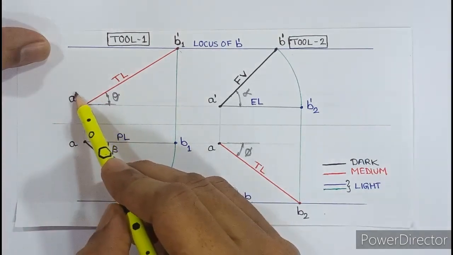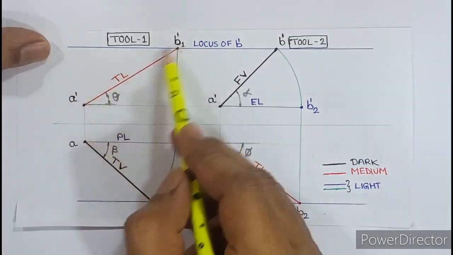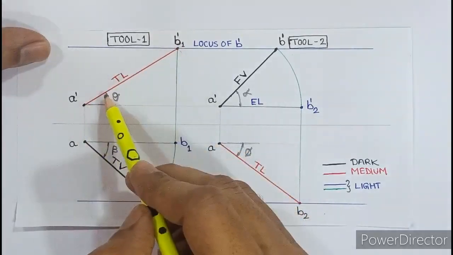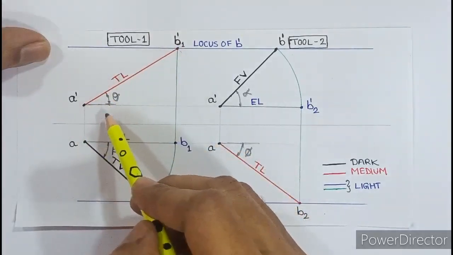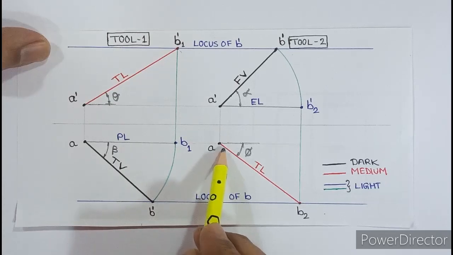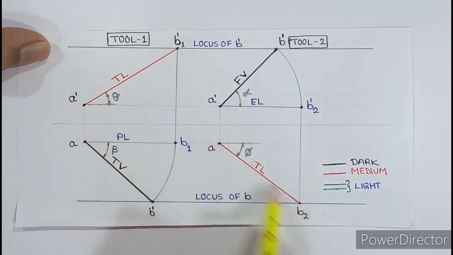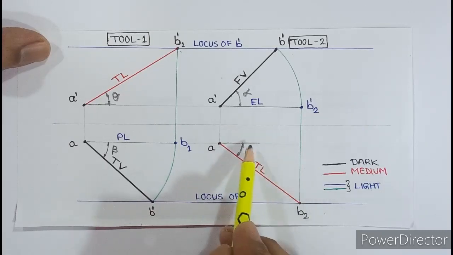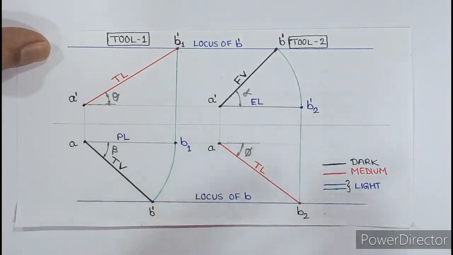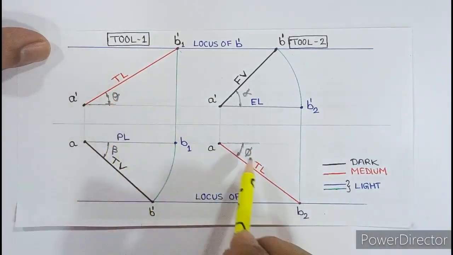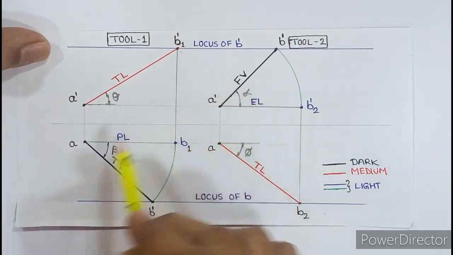This true length a dash b1 dash is in the front view and it makes theta with HP always. And the top view of the true length AB2 is always seen from the top view and makes angle phi with the vertical plane. So theta is with HP, phi is with VP, alpha and beta is with xy.